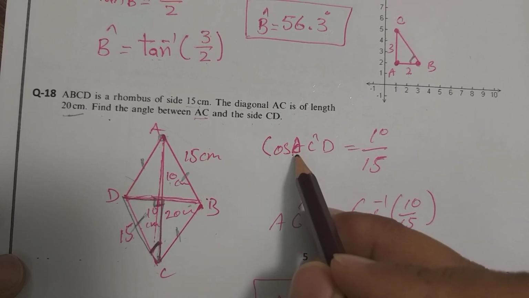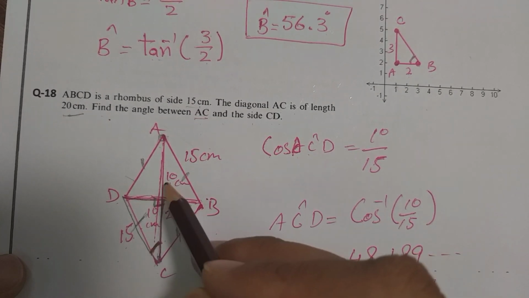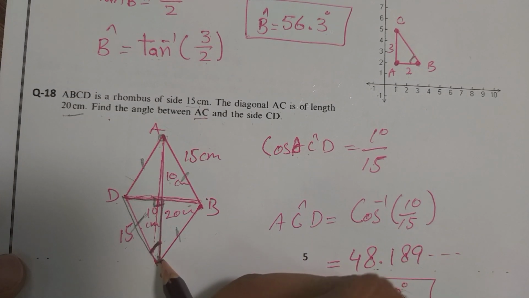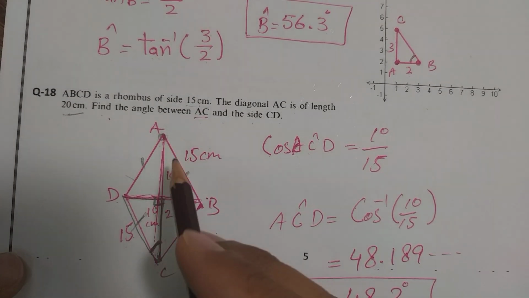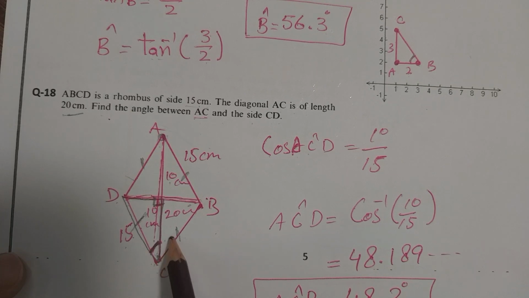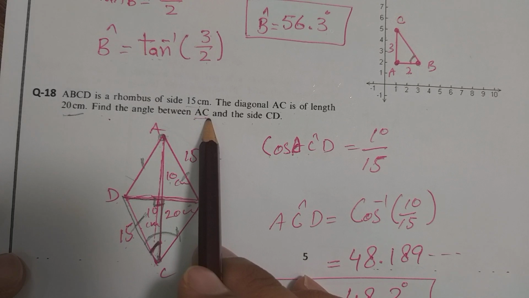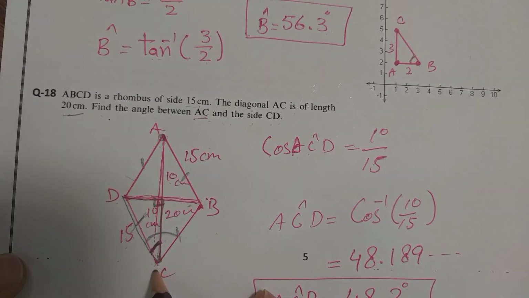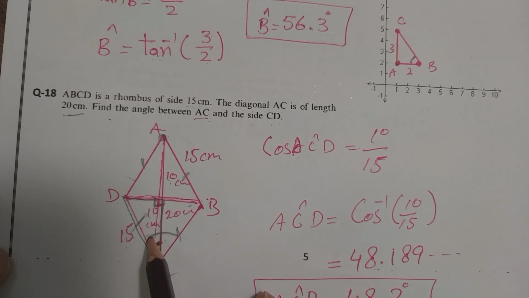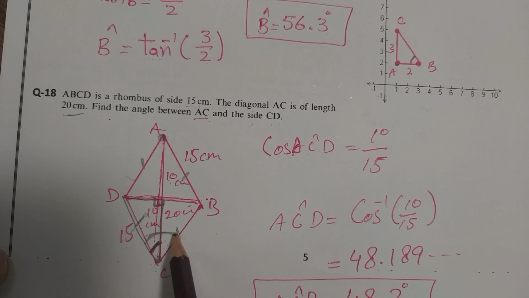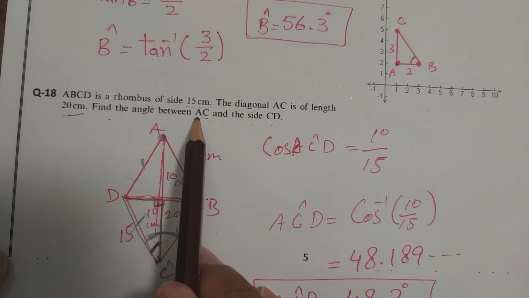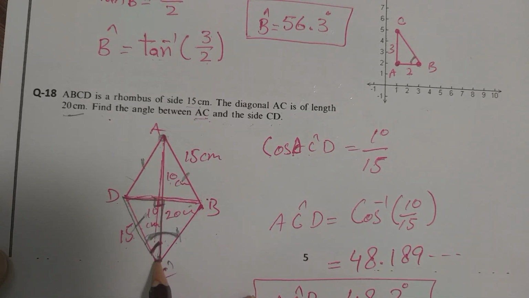So we need to find cos of angle ACD. Look here. I didn't say the angle C. I said ACD. If I say the angle C, it becomes this complete angle. But it mentioned here AC and the side CD, so it means this angle, not the angle C. If you mention the angle C, then we find one angle first, then this angle, then add them, so it becomes the complete angle, which is called angle C. But in the question, he mentioned here find the angle between AC and CD.